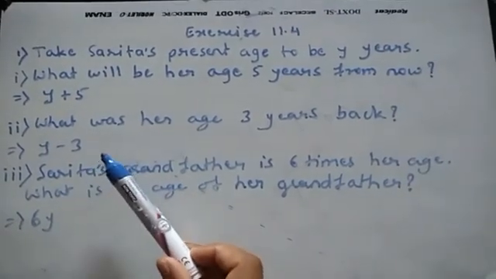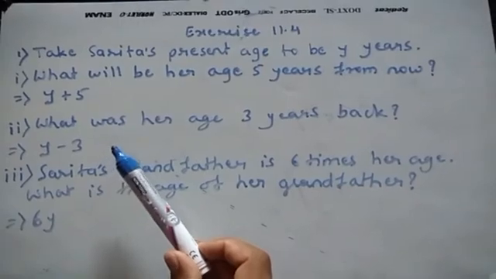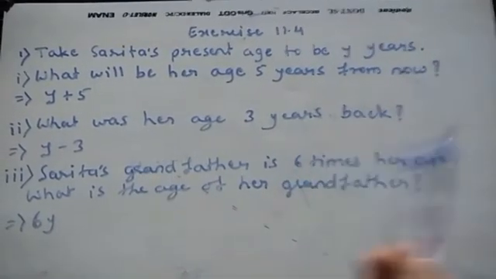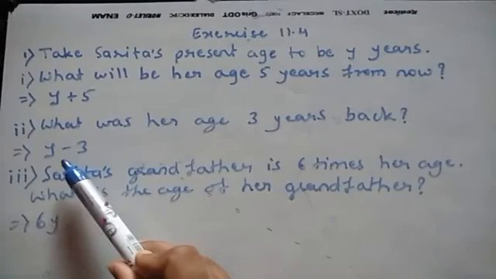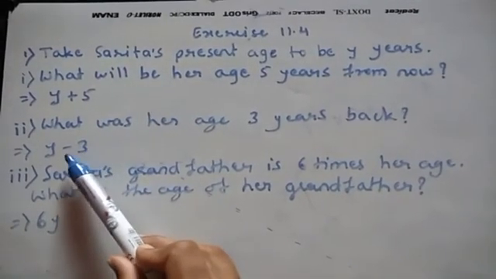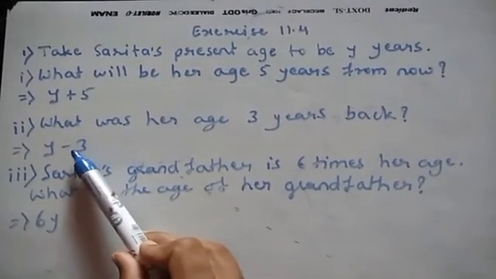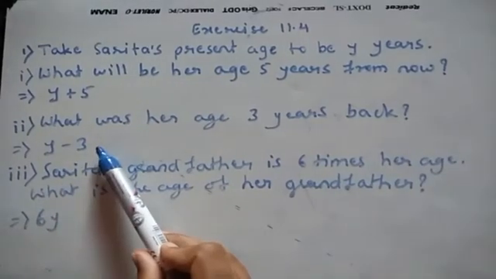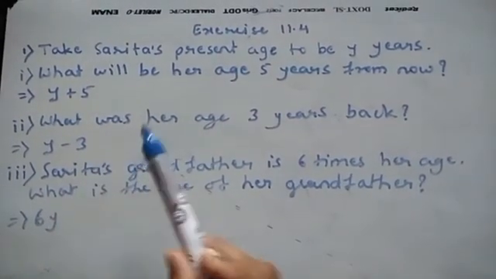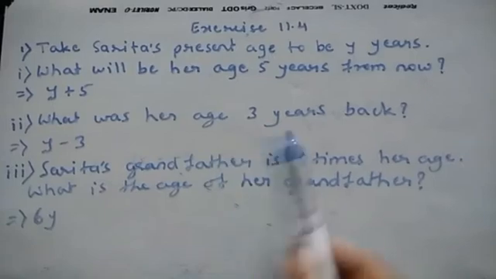Then one more example is asked in that question only. What was her age 3 years back? Okay, the present age we know is y. So 3 years back means we have to subtract 3 years from the present age. Therefore y minus 3 years was the age of Sarita 3 years back.